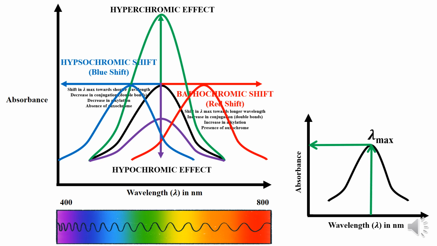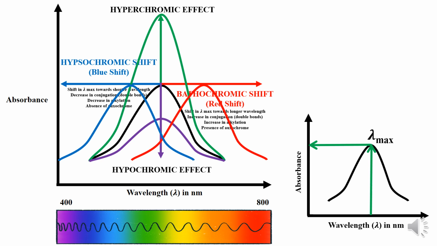Now here you need to note an important point: in case of hyperchromic effect as well as hypochromic effect, the lambda max remains one and the same. Only the intensity of absorption either increases or decreases. If the intensity of absorption increases, it will be hyperchromic effect. If the intensity of absorption decreases, it will be considered as a hypochromic effect. But the lambda max remains one and the same, as you can see from this absorption curve.